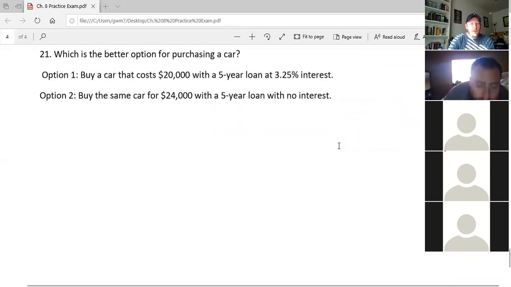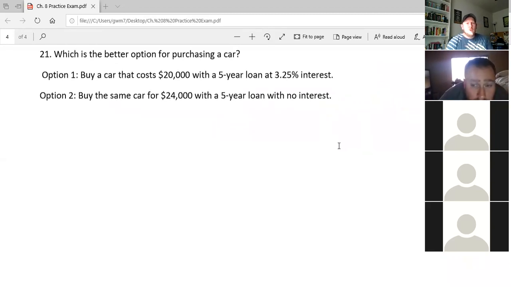Okay, last one. If you're going to spend that much on a house, you better have a car too. So, two different options for a car. One is that we can buy a car that costs $20,000 with a 5-year loan at 3.25% interest. Or we could buy the same car for $24,000, but this 5-year loan won't have any interest. So we want to know, is having no interest enough to cover the $4,000 difference in the price of this car?